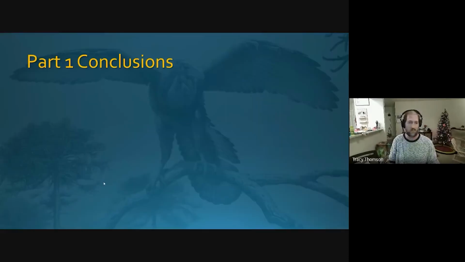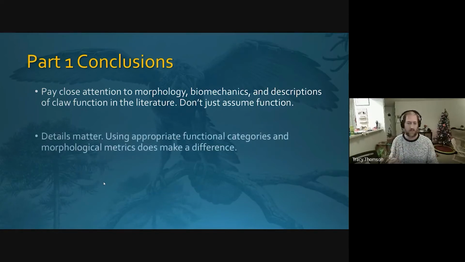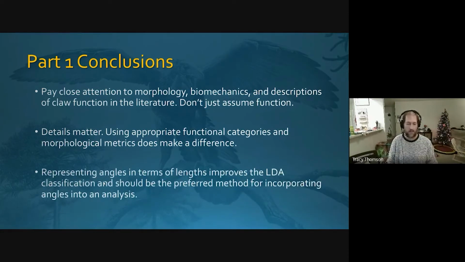It's going to improve it. All right. So we learned that we have to pay close attention to morphology. We can't just rely on assumed function. Look at the literature and make sure the functions are there. Also, the details matter. And using appropriate functional categories and morphological metrics does make a difference. We're actually able to parse these things out now and make accurate predictions, whereas before that wasn't working out.